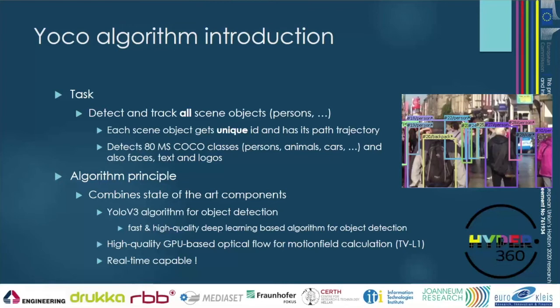We combine that with a high quality optical flow method, which runs on the GPU. This method calculates the motion pixel-wise between 2 consecutive images. And we use here the so-called TV-L1 algorithm. Our algorithm is real-time capable.